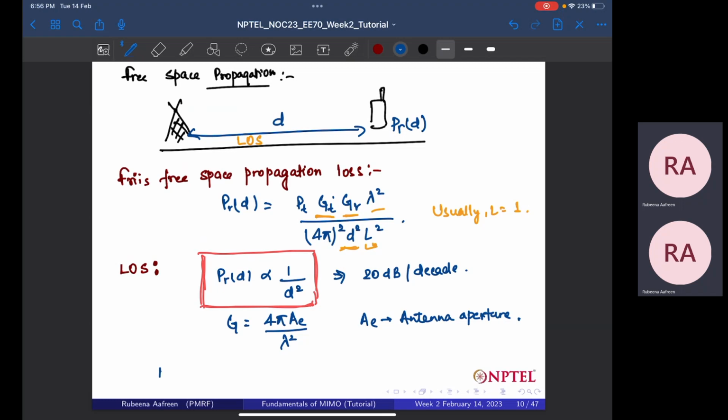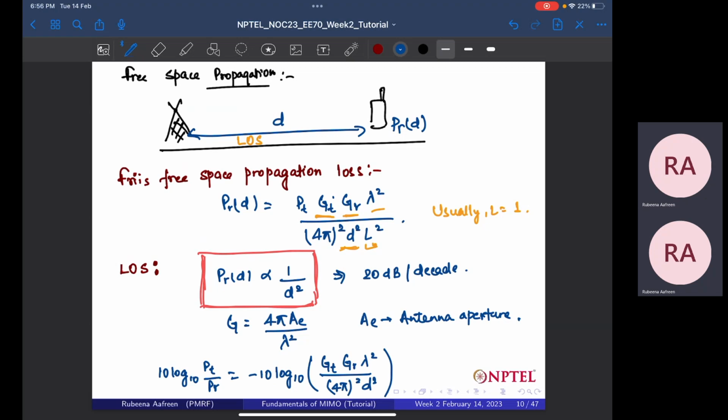So if we write now 10 log of PT by PR, this would be 10 log of GT GR lambda square by 4 pi square D square.